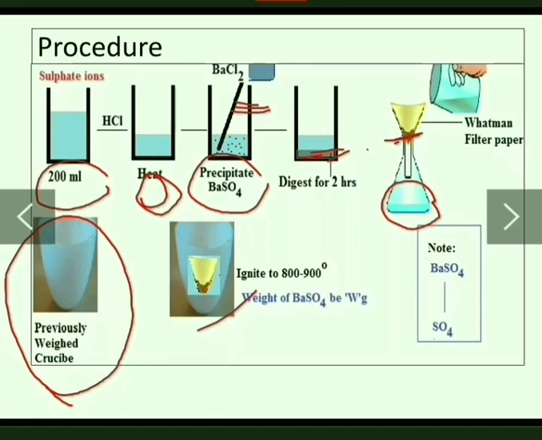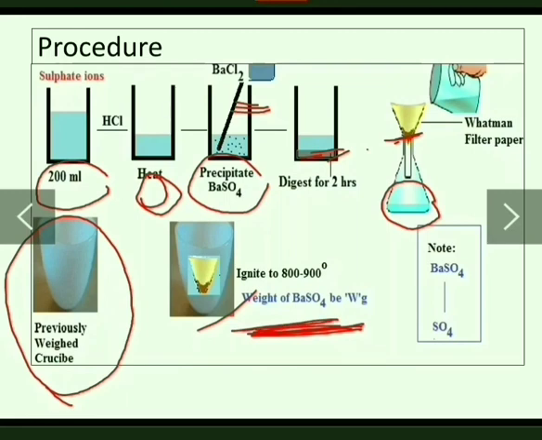When it is ignited, the paper will be burnt off, and only barium sulfate will remain. Again, it has to be cooled. After cooling, the crucible has to be weighed again. Before, it did not have barium sulfate; now it has barium sulfate. The difference in the weight gives the weight of barium sulfate present in the water sample.